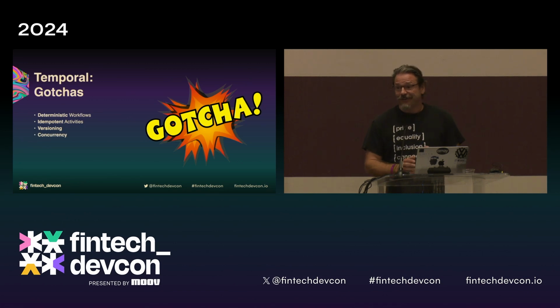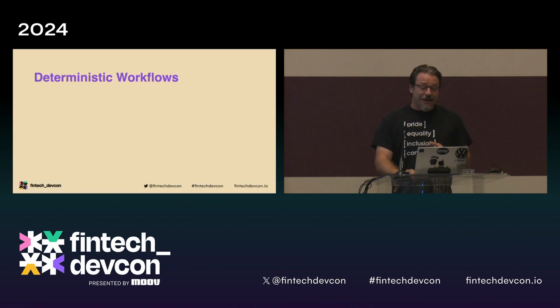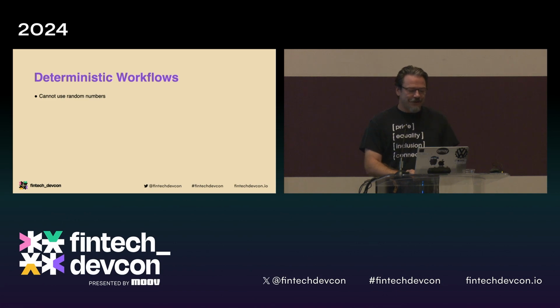And concurrency. Temporal is not a magic solution to concurrency bugs and concurrency issues in distributed systems. That's definitely a gotcha. In terms of determinism, you cannot use random numbers, cannot use direct access to time, and can't do any I/O. So that's how workflows stay deterministic.